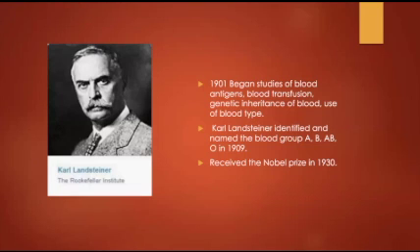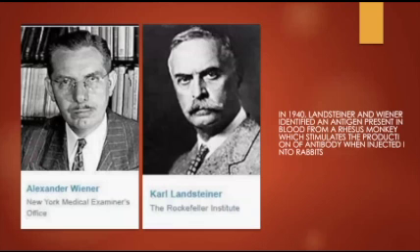In 1901, studies began on blood antigens, blood transfusion, genetic inheritance of blood, and use of blood type. Karl Landsteiner identified and named the ABO blood group in 1909, and he got the Nobel Prize for this.